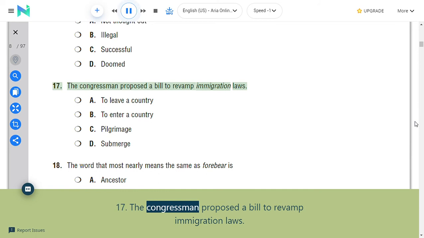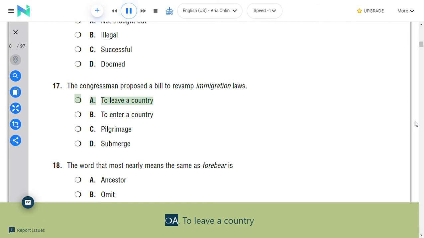17. The congressman proposed a bill to revamp immigration laws. A. To leave a country. B. To enter a country. C. Pilgrimage. D. Submerge.